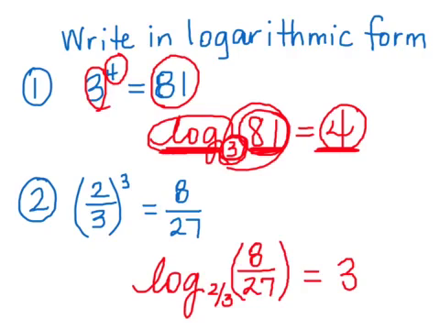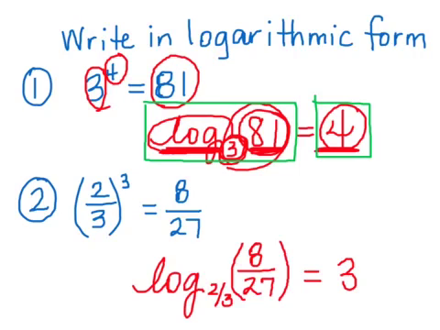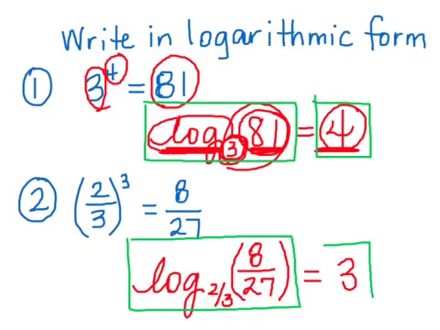So just think about what this is saying. If you do the log function at base 3 to the 81, you get the answer 4. So 4 is the answer to log base 3 of 81. If you take log base 2/3 of 8/27 and do that function, your answer is 3. So hopefully you have a little bit better understanding of how the log function is going to look as compared to an exponential form of a statement.